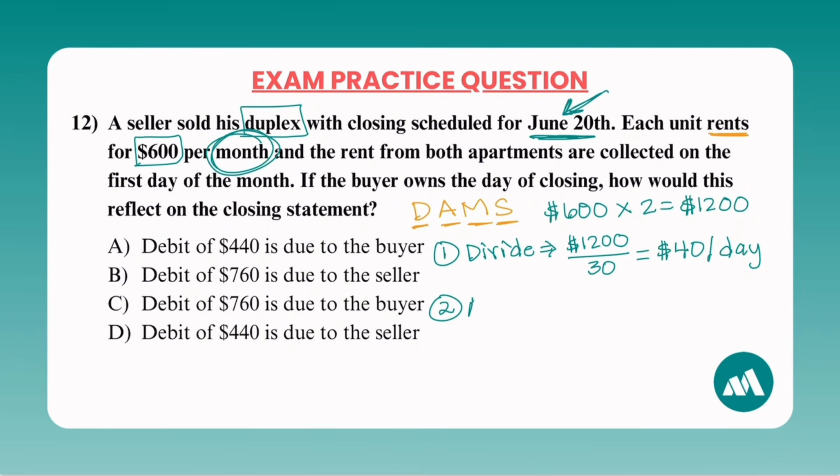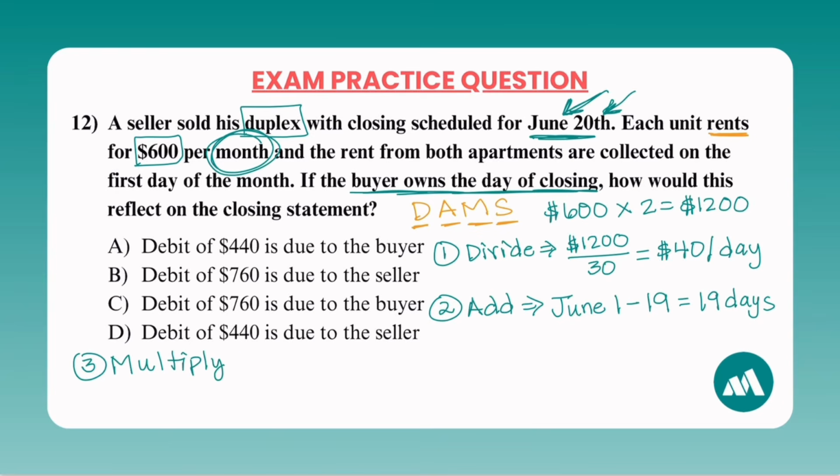The second step is to add. What are we adding here? We're only adding up the number of days the seller owns the property for the month of June. So the seller owns the property from June 1st until June 19, because the buyer owns the day of closing. So we do not count June 20th here. So that means we have a total of 19 days that the seller owns the property for the month of June. So now the third step is to multiply.